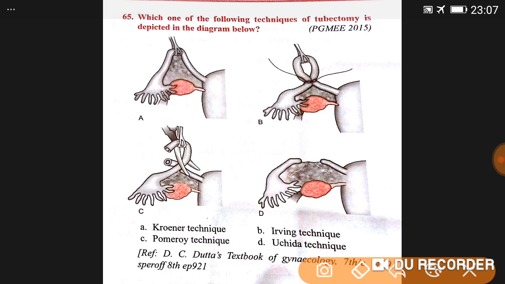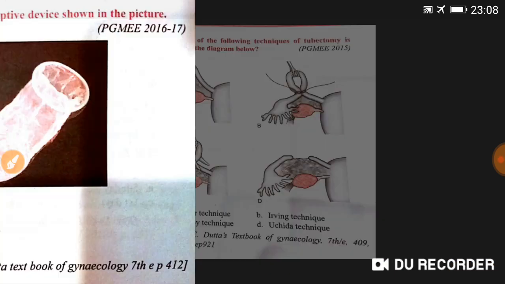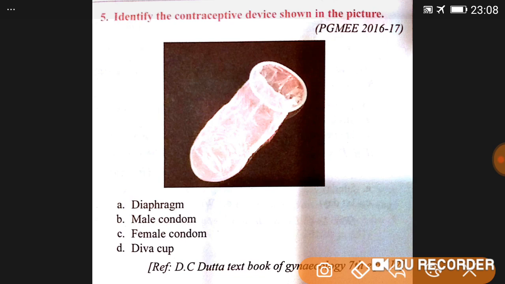Now, which of the following tubectomy techniques is depicted in the diagram? This is known as Pomeroy's technique. How do they do this? They clamp, then they cut and remove. This is known as Pomeroy's technique. Now, identify the contraceptive device shown in the picture. This is known as the female condom.